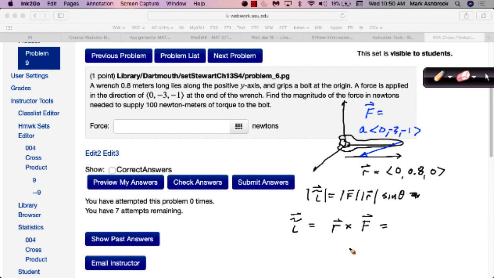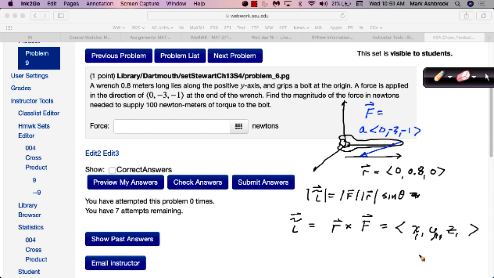So what could I do? I could find the cross product. We know F is A times 0, -3, -1, and R is 0, 0.8, 0. I could use the algorithm to find the torque vector, the components. And then what would I do? I can get a torque vector, say x1, y1, z1, because they're not variables. They're going to be an actual torque vector. And then what do I know about that torque vector? Its magnitude is 100. So once I get those components, I know its magnitude is 100, and then I can come back and solve for A.